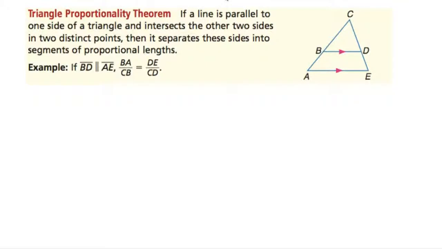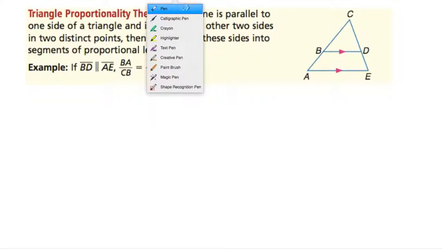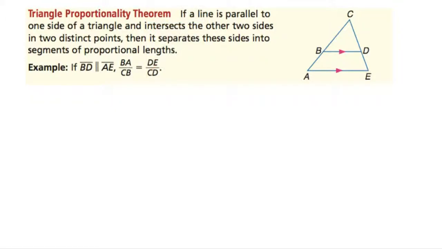Okay, so we're still working with proportional sides of triangles showing similarity. And so this is a nice theorem. If you look at this picture here, we can see two overlapping triangles. We can make the case that these two triangles are similar, so CBD and CAE.